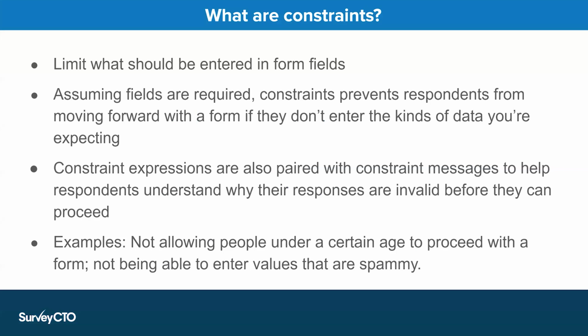For example, let's say you're collecting the legal age of an adult in your form, and you expect the answer to be somewhere between, let's say, 18 and 100. You will set up a constraint for that field that will only accept answers in that range. If you input something outside of that range, let's say 15, it will display a constraint message like "please enter a valid age" or something along those lines, and then allow the user to correct their response. So this is the basic way in which constraints work.